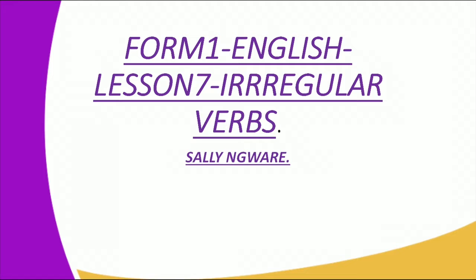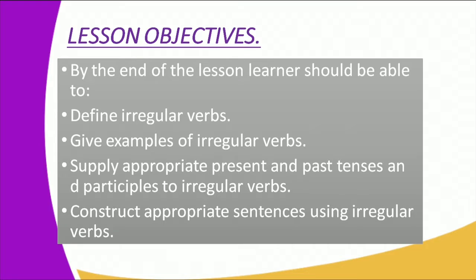So our lesson is, by the end of this lesson, it is expected that you shall be able to define irregular verbs. You'll be able to give examples of irregular verbs. You should also be able to supply appropriate present and past tenses and participles to irregular verbs. And the last objective, you should be able to construct appropriate sentences using irregular verbs.